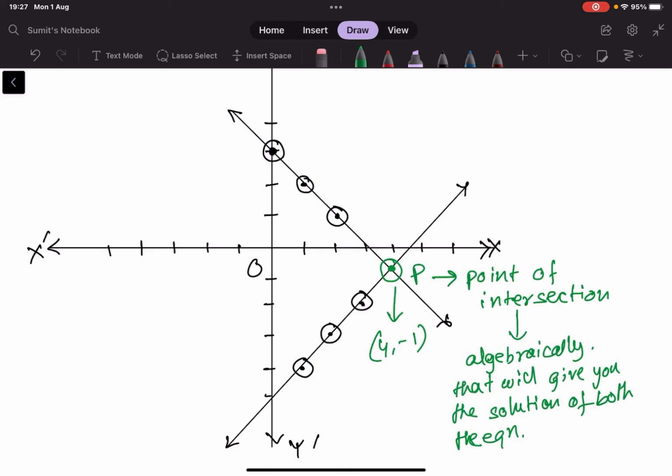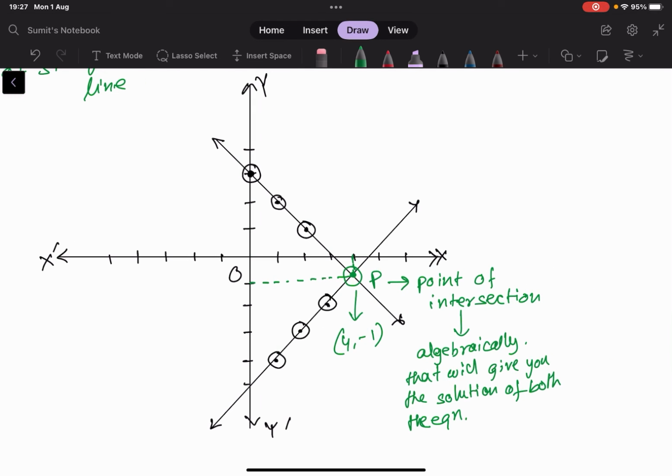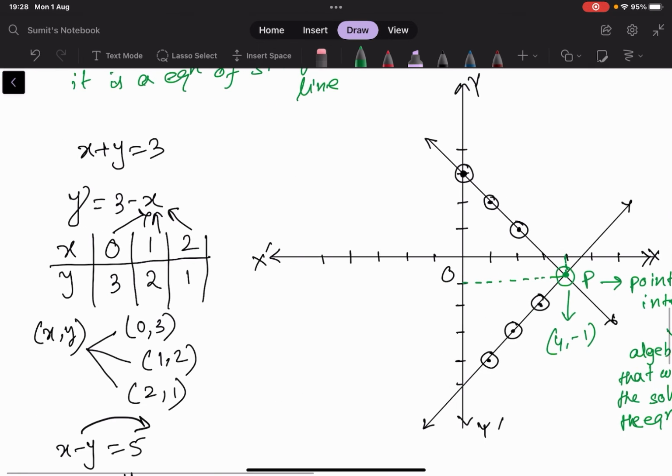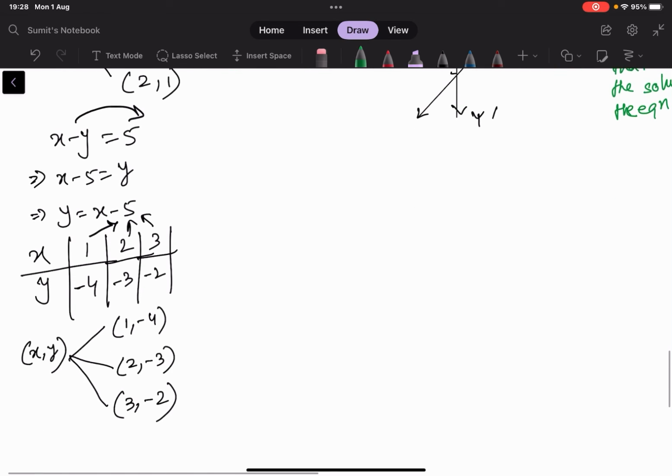You can see that. From minus 1 you can draw a horizontal line, and from 4 you can draw a vertical line. You can see the point 4, minus 1 you are getting. Got it? So what is meant by point of intersection? It is the solution, just a common point. Just one point will be there: the common point between the two straight lines, and that will give you the algebraic solution of both the equations. Got my point? That is called the geometrical interpretation of the straight lines.